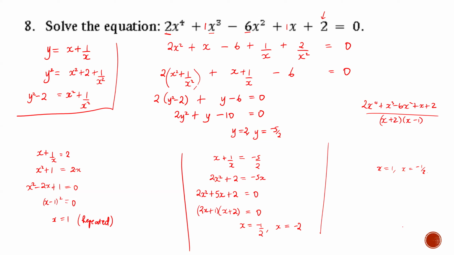But for equations like this where you have a little bit of symmetry, like you have 2, 1, negative 6, 1, 2, you see the coefficients of the terms in x are nicely written. Then the ideal substitution to use here is y is equal to x plus 1 over x, to reduce your quartic equation to a quadratic equation. Then you solve that quadratic equation, and for the two values of y, you get two values of x for each of them.